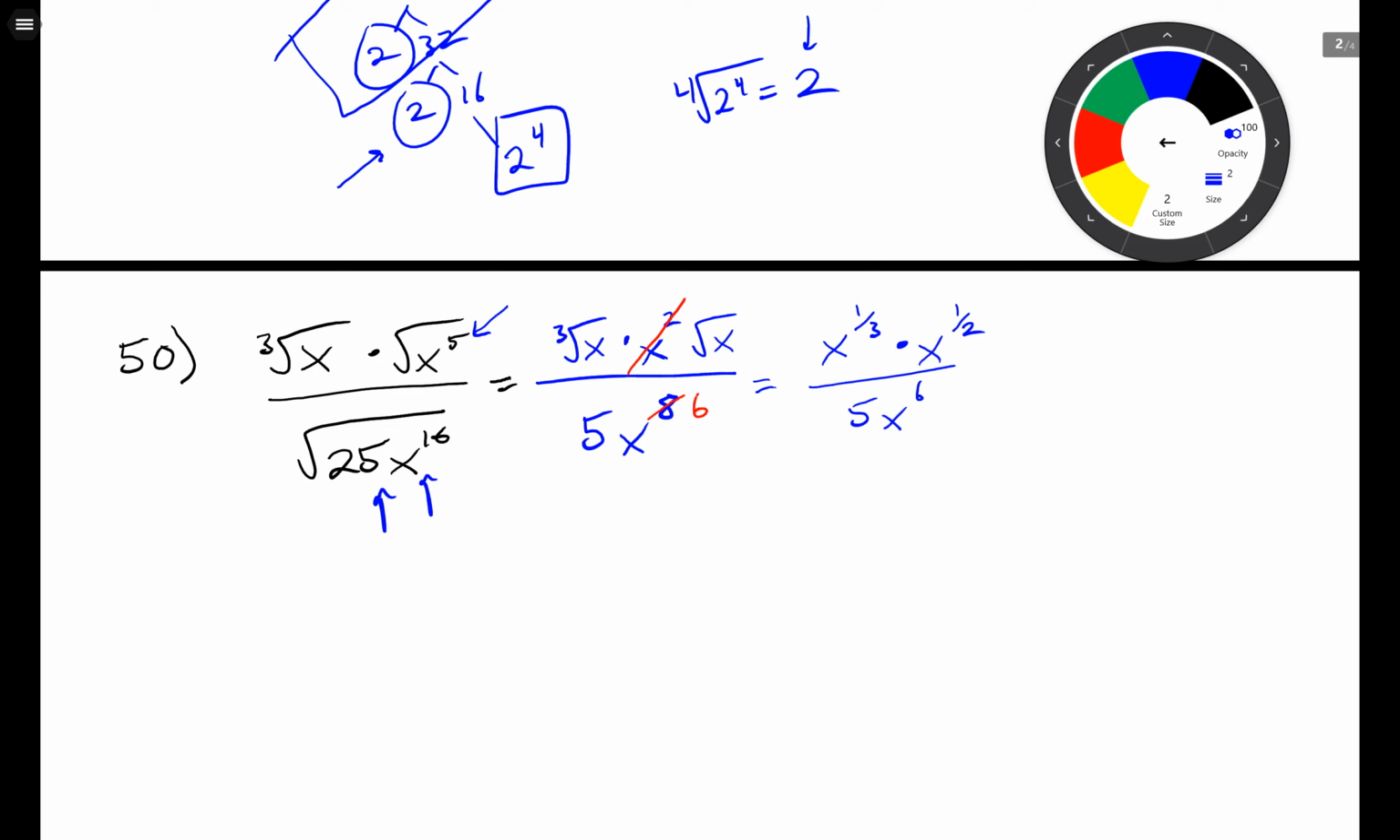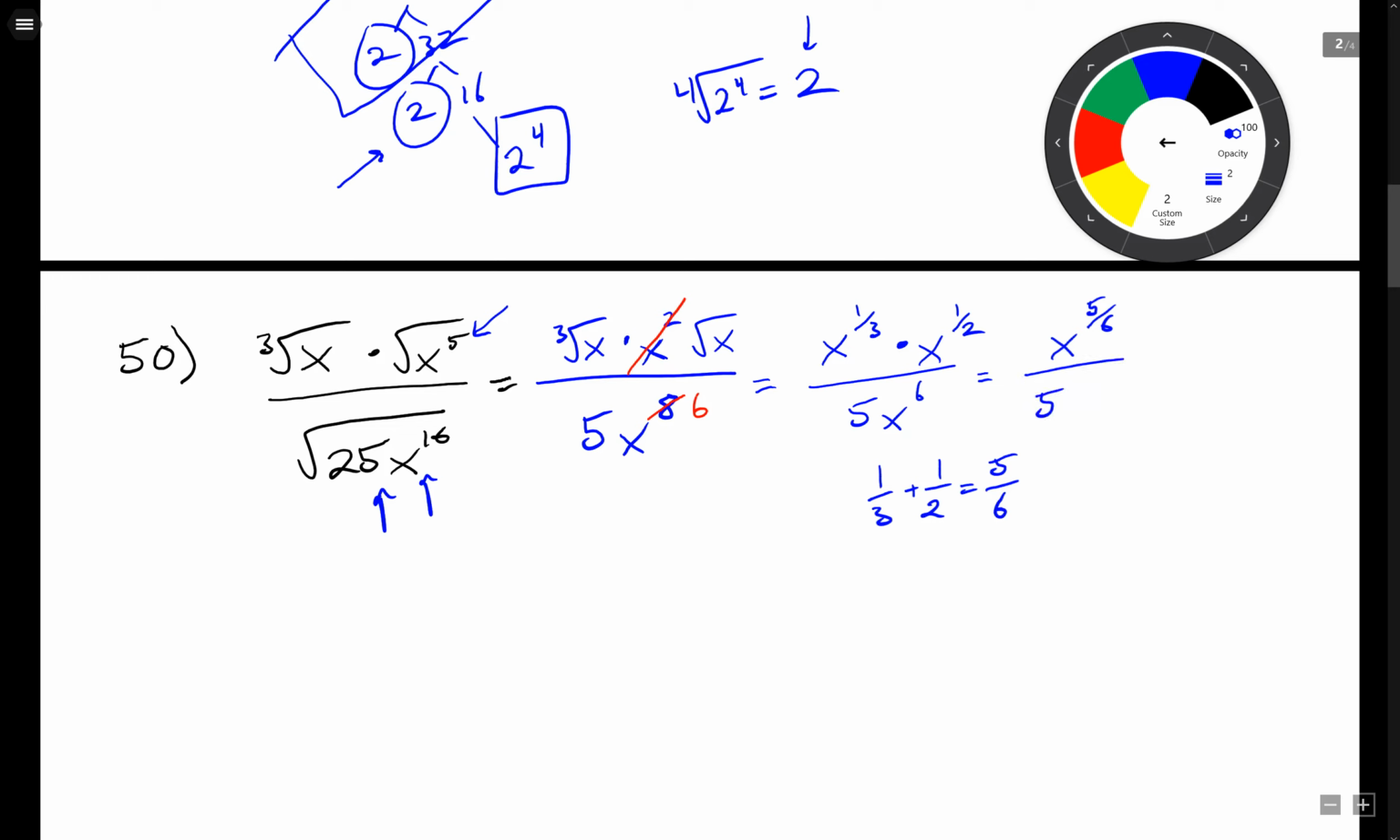And the thing that's going on with these problems is that I have the same base and different exponents. So the exponents are going to add. 1/3 plus 1/2 happens to be 5/6. So I can say here x to the 5/6 over 5x to the 6th.